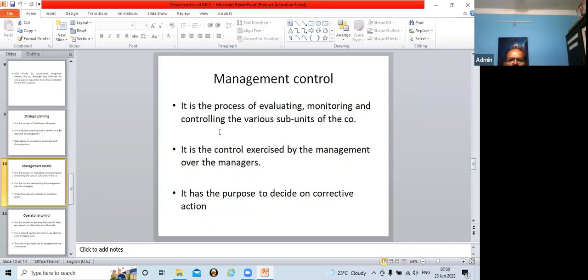Similarly, in management control also, evaluation is there, monitoring is there, but apart from this, controlling should happen. Otherwise, it will not serve the purpose of management control. Then the next line: it is the control exercised by management over the managers. Management means top management. Top management exercises the control over all subordinates, that there is a manager. Then it has the purpose to decide on corrective action. The purpose is only to decide corrective action. That is the only purpose.